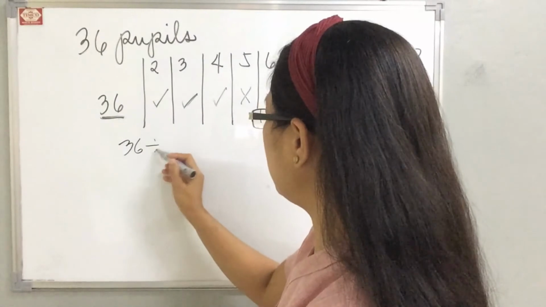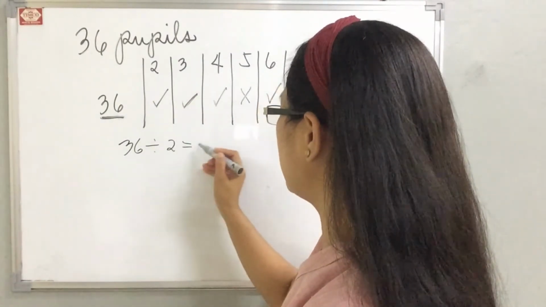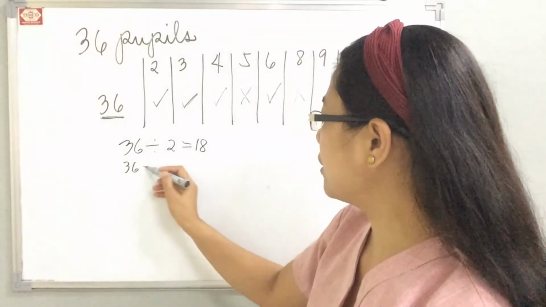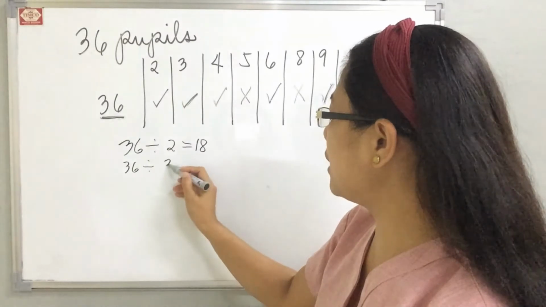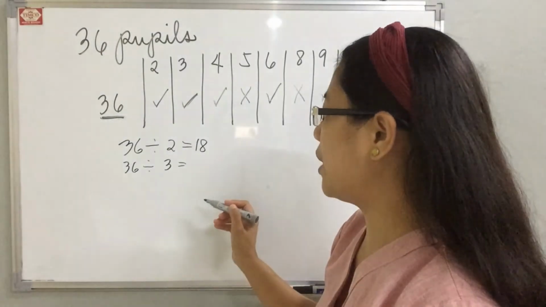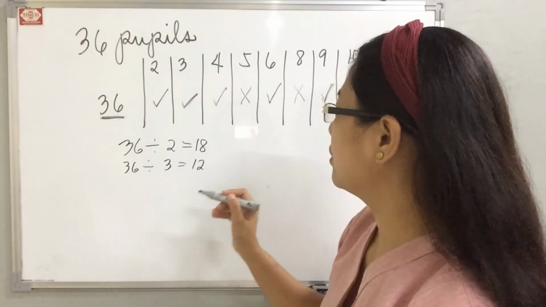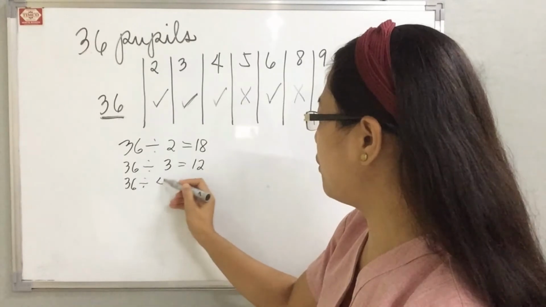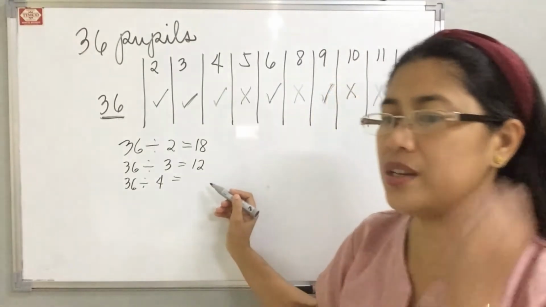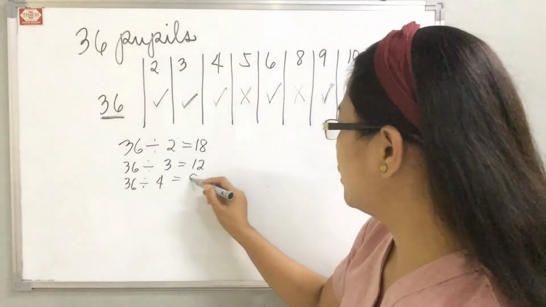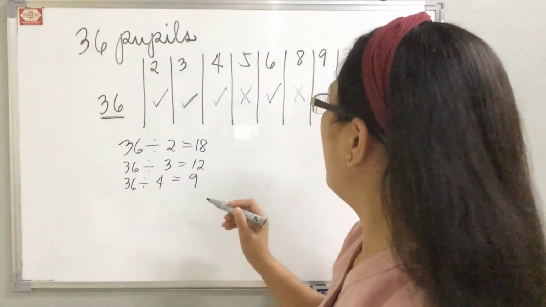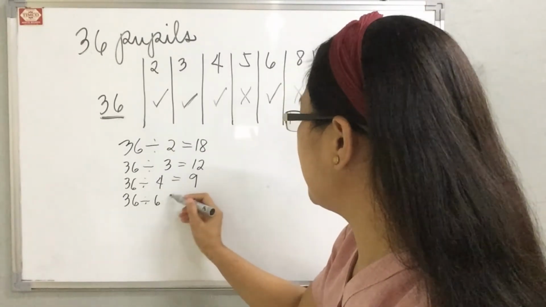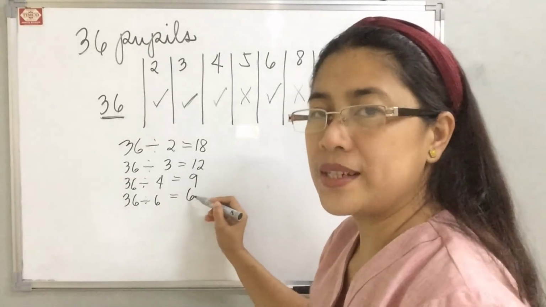36 divided by 2, that is equal to 18. How about 36 divided by 3? What's the answer? We have 12. How about 36 divided by 4? What is our answer? We have 9. Okay. How about 36 divided by 6? That is equal to 6.